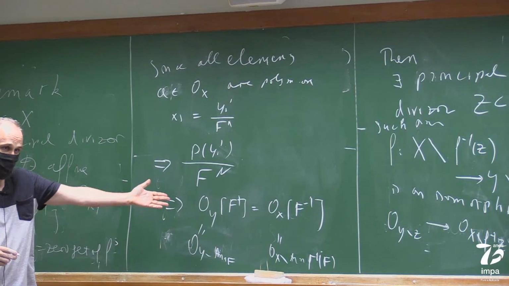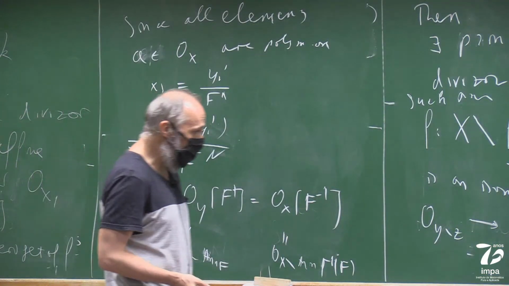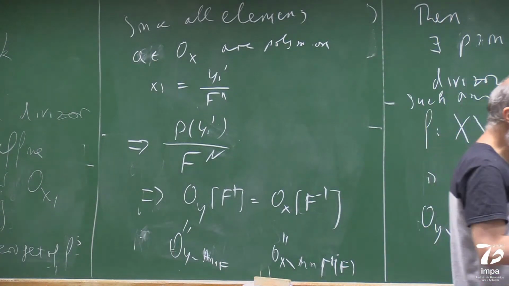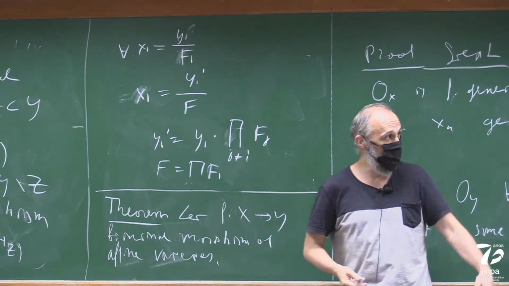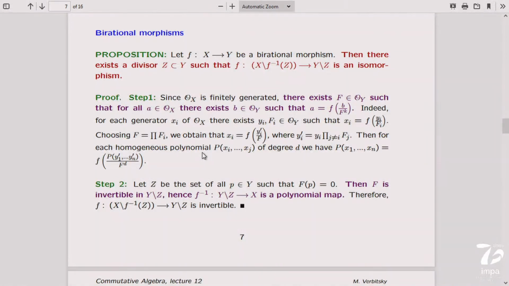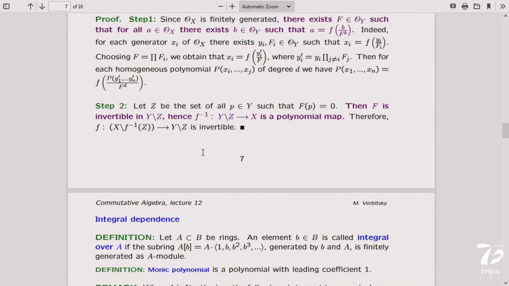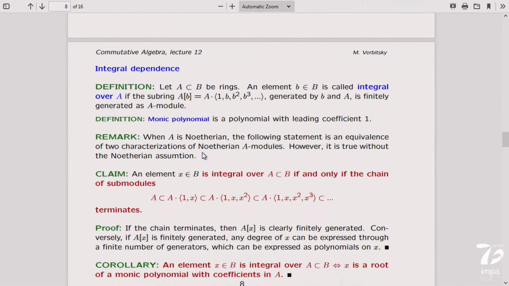Okay, so this is our divisor. Our divisor is just an annihilator of these functions, which are just the product of all denominators for all generators of the variables generating x. Okay, so this is how birational maps work. So you just remove divisors and they become isomorphisms, which is convenient. This is something we shall use.